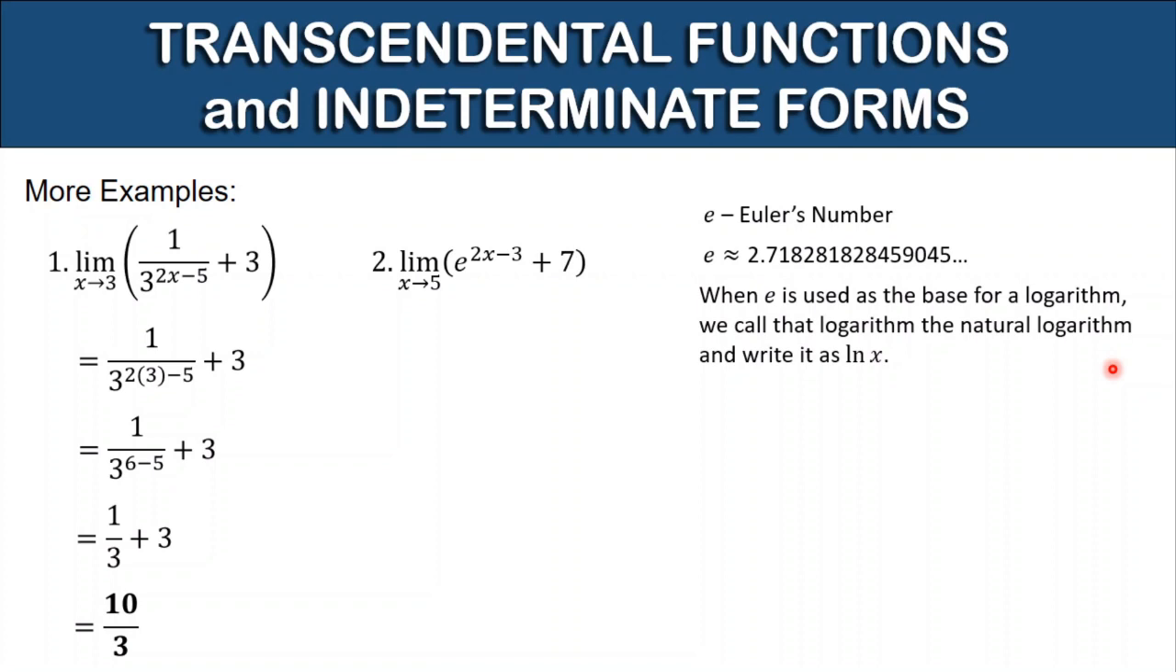And let's go back to our example. So by substitution, we're going to have e raised to 2 times 5 minus 3 plus 7. Then by simplifying the exponent, we're going to have e raised to 7 plus 7. And you can use your calculator to find the exact value of this. We're going to have 1103.63.